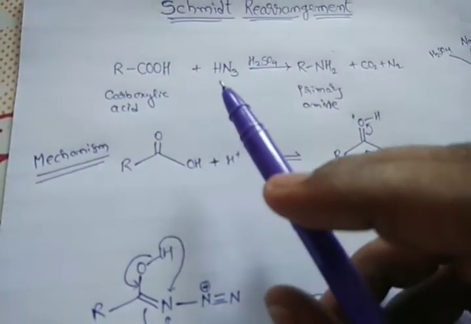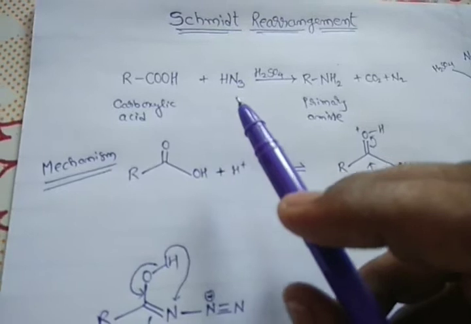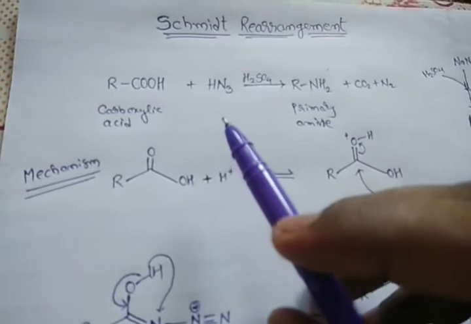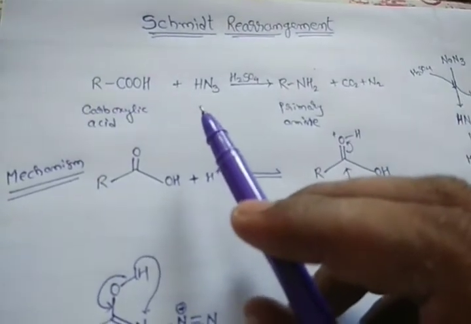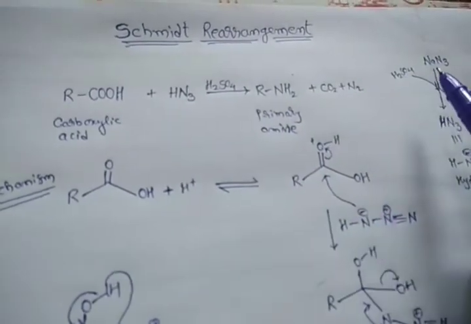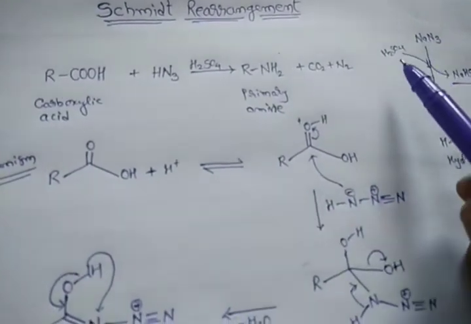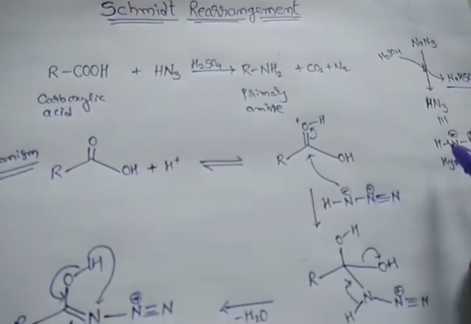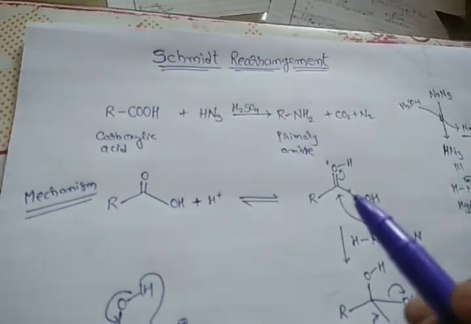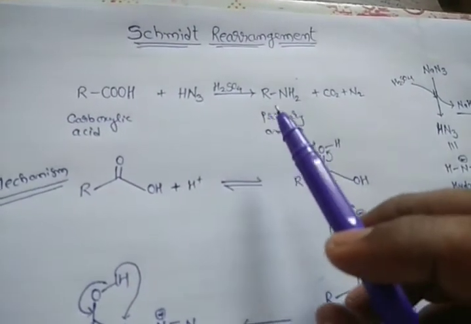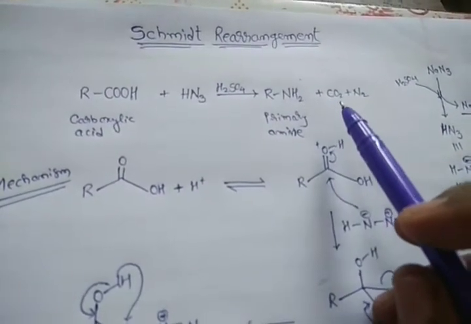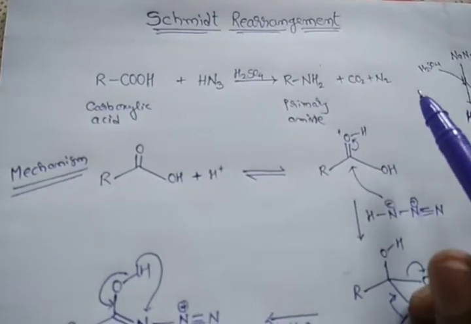Now this hydrazoic acid is very toxic and explosive, so it is generated in situ, that is, it is prepared inside the reaction. It can be generated by using sodium azide, which is gradually added into the sulfuric acid to give hydrazoic acid. Now this is the overall reaction, and in this reaction the side products will be CO2 and N2, which will be liberated in the form of gas.